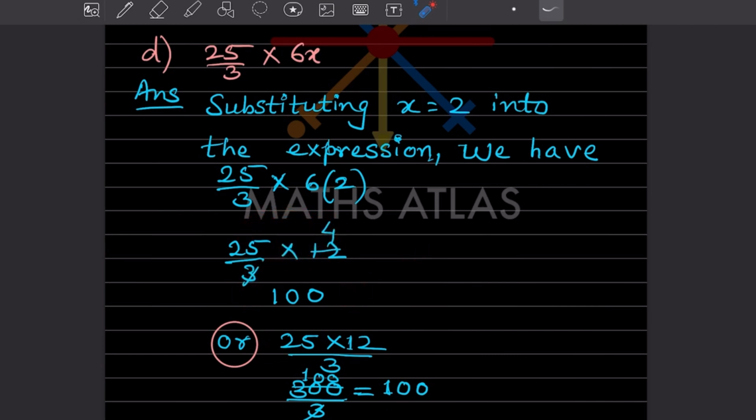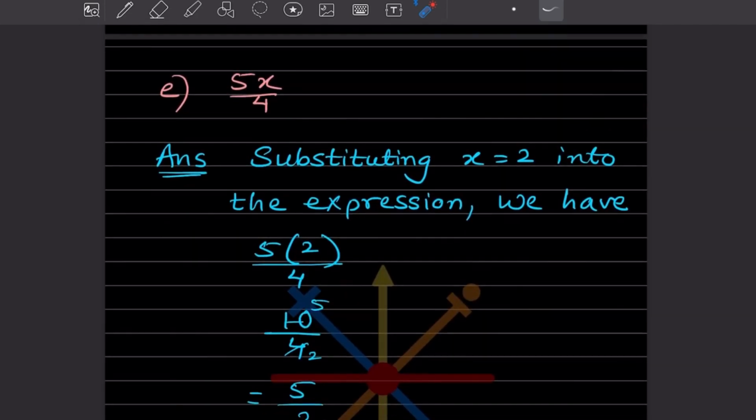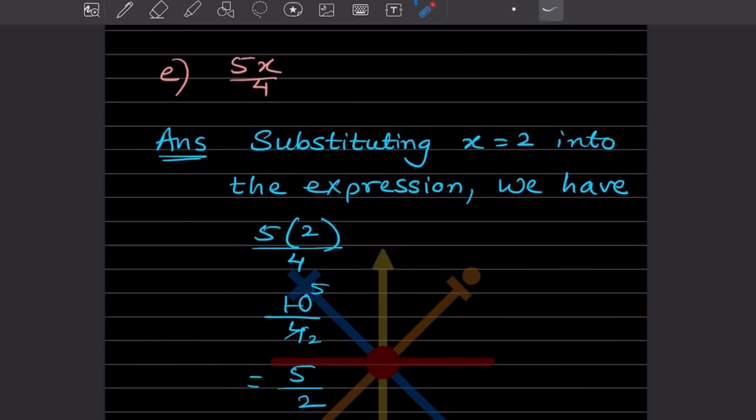Or there is one more way. If you don't know how to simplify this one, what will you do? We'll go for this step. That is 25 multiplied by 12 divided by 3. 25 multiplied by 12, 12 fives are 60, and 12 twos are 24, that is going to be 300. 300 divided by 3, that is going to be 100. Both are the same. You can follow any method over here, because in maths we have many methods, so you can follow whichever you feel is easy.